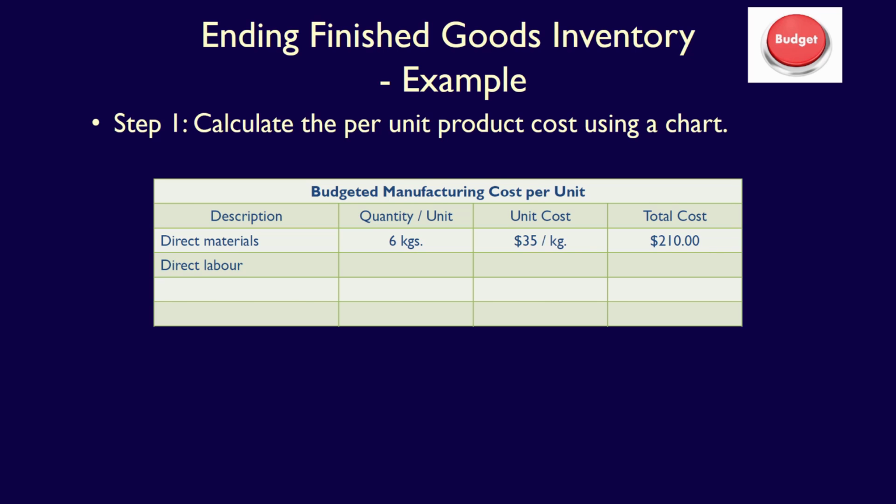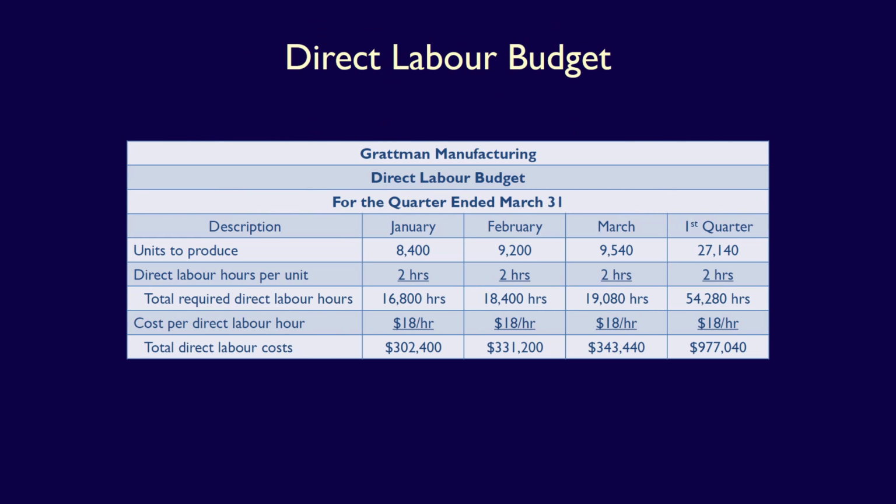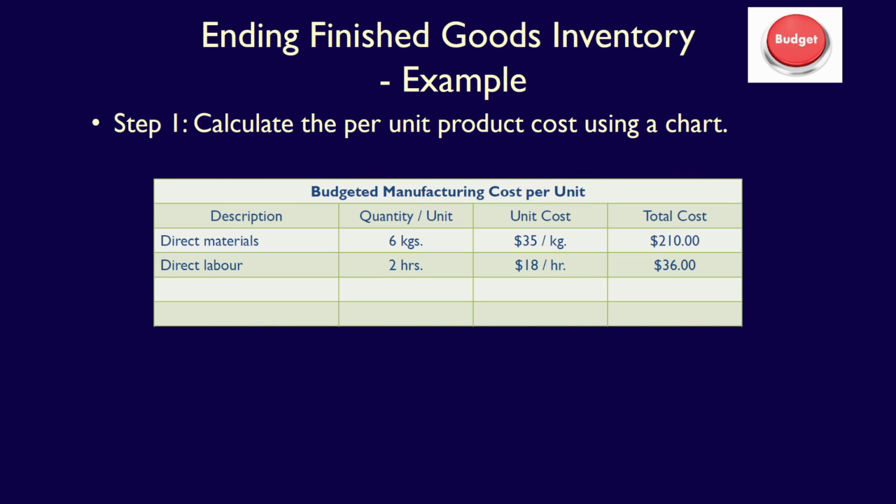Next is the direct labor, which we get from the direct labor budget. Here we see that each unit requires 2 hours of direct labor at a cost of $18 per direct labor hour, so we'll use that in our chart in order to calculate the direct labor per unit. 2 direct labor hours multiplied by $18 per hour is equal to $36 per unit.